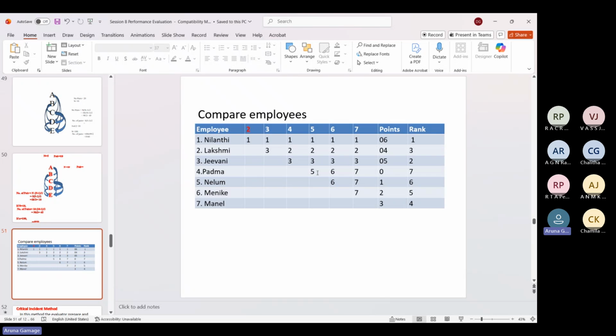Padma is compared with Nelum. Who is the best? When Padma is compared with Nelum, who is the best?